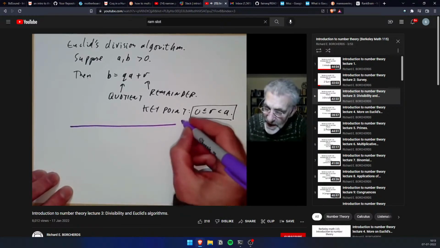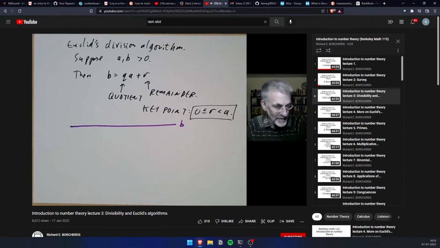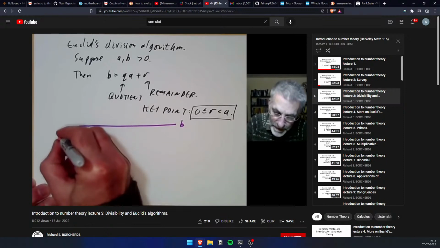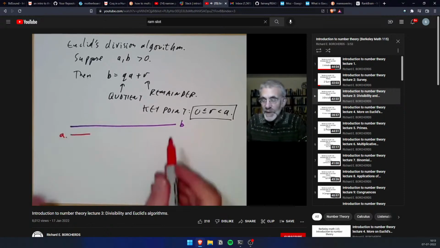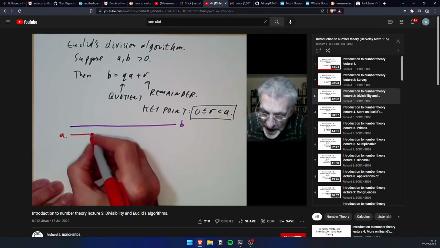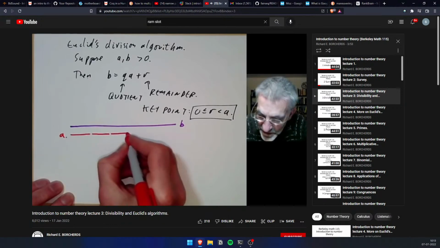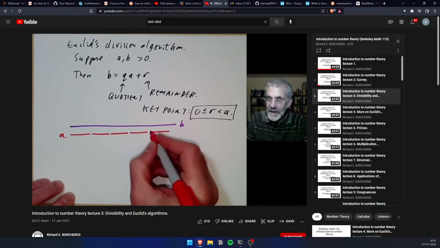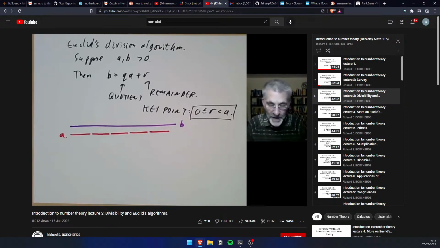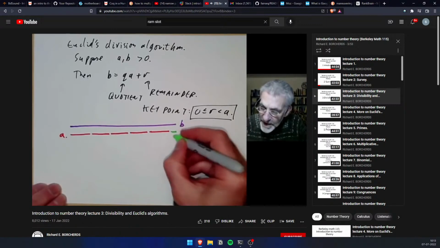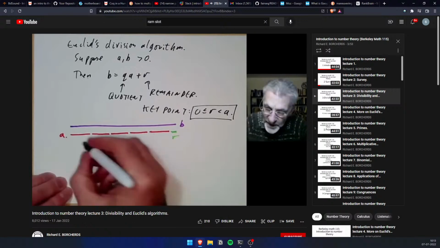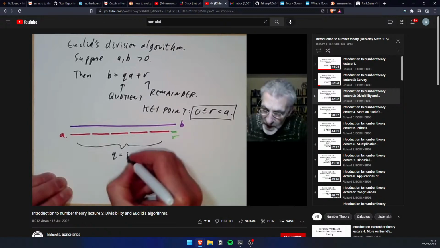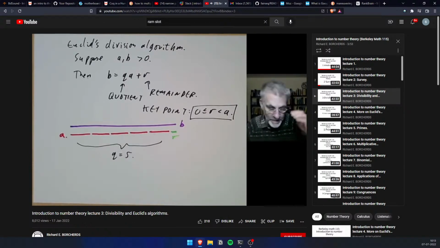So you might write b as a line segment like this, and you might have another line segment a. And then what Euclid did was he took the line segment b and subtracted a lot of copies of a from it. And you keep going until there's no room to subtract any more copies of it, and this little bit left over is then going to be the remainder r. And also notice that q is going to be the number of times you have to subtract a from it.